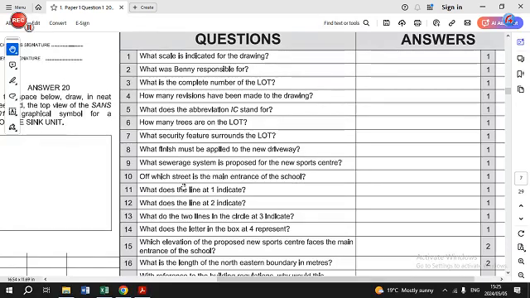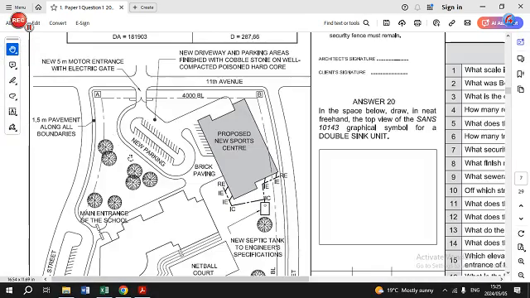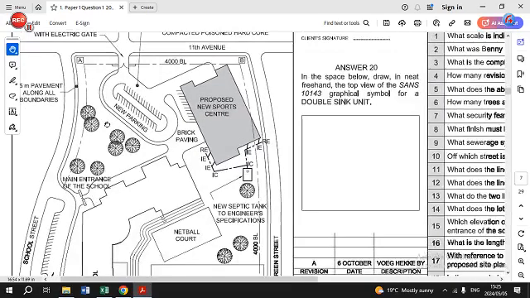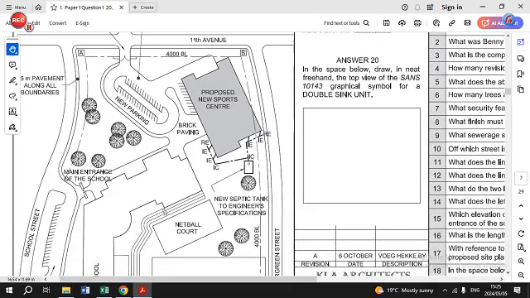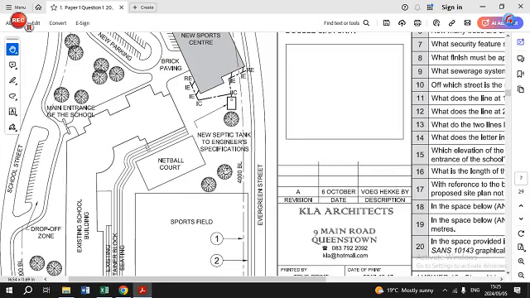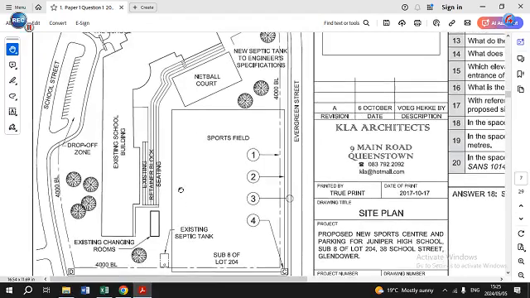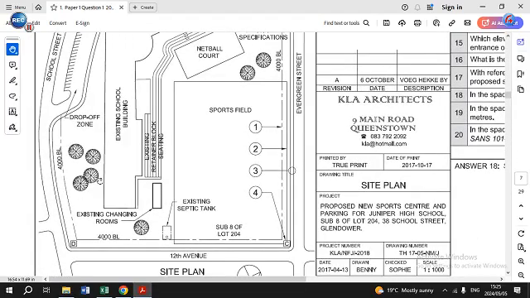Number 6, how many trees are on the lot? You will find that these circles here are the symbols for the trees, and we need to count them. 1, 2, 3, 4, 5, 6, 7, 8, 9, 10, 11, 12, 13, 14, 15. So there are 15 trees on this specific lot.